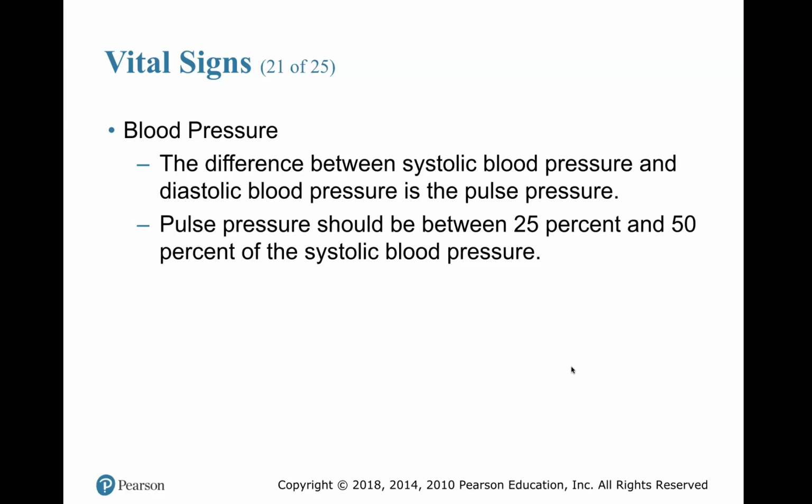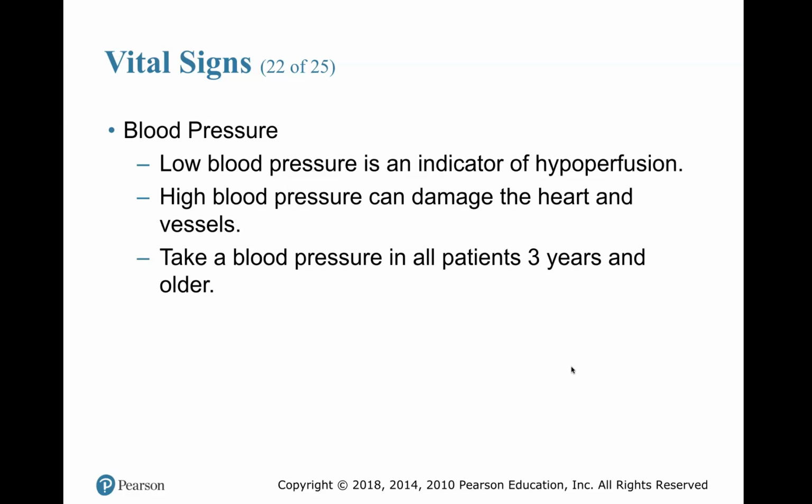The difference between systolic blood pressure and diastolic blood pressure is the pulse pressure. Pulse pressure should be between 25% and 50% of the systolic blood pressure. Low blood pressure is an indicator of hypoperfusion. High blood pressure can damage the heart and vessels. Take a blood pressure in all patients 3 years and older.